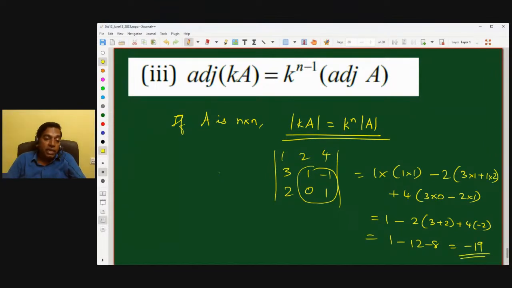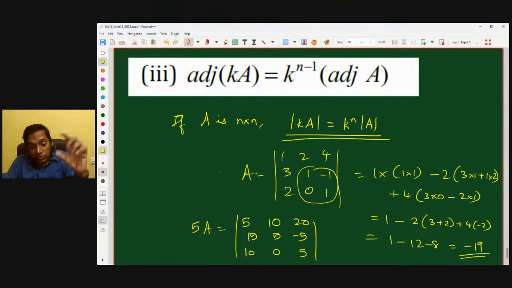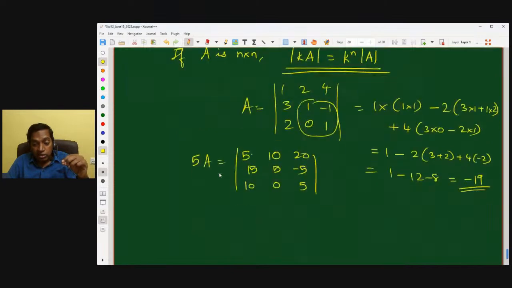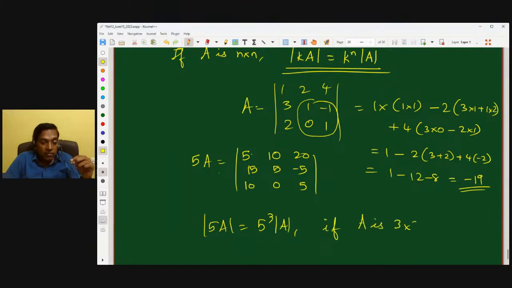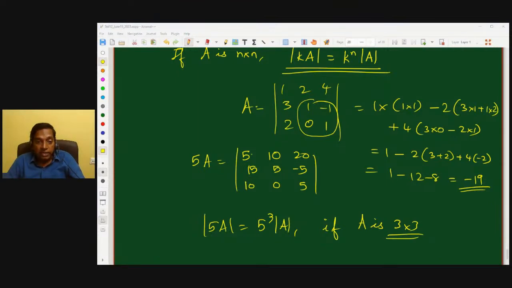Now, if you multiply, let's say, 5A, it will become 5, 10, 20, 15, 5, minus 5, 10, 0, 5. You can see that every entry gets multiplied by 5. So the first term will become 5 into 5 into 5, so it will become 125 instead of 1. So determinant of 5A is 5 cube determinant A if A is 3 by 3. If A is 4 by 4, it's 5 power 4. Now, this property we may learn later again in determinants, but it's an important thing.